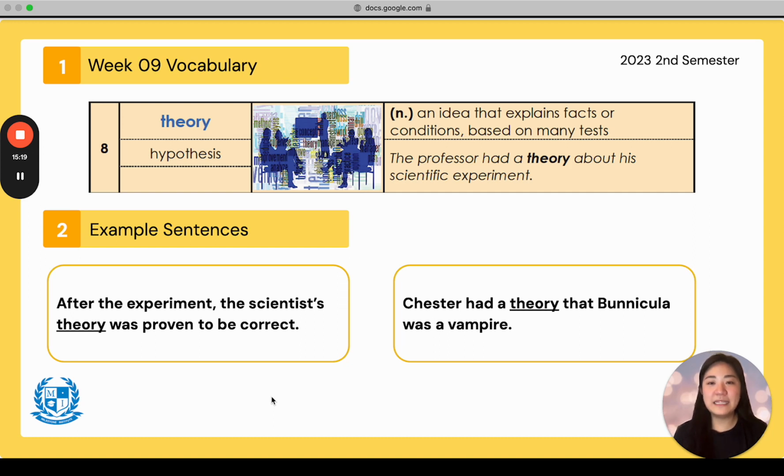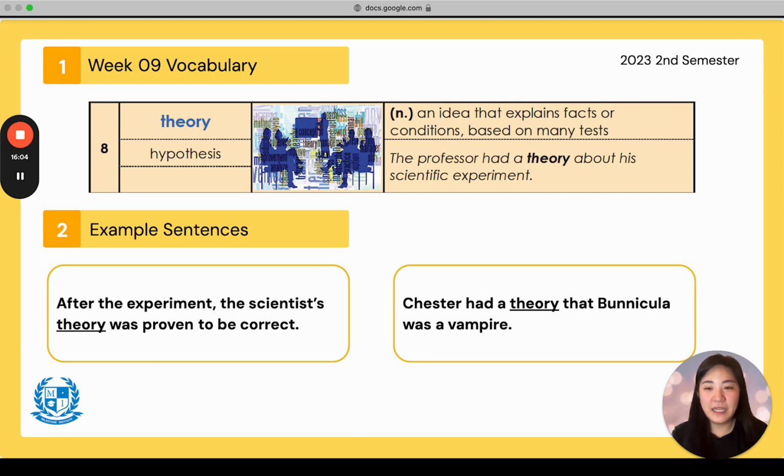Good. Number 8, everyone say theory. Theory. The last word on page 52, and the synonym is hypothesis, and it is a noun. An idea that explains facts or conditions based on many tests or based on some kind of research that has been done. So it's an idea that you have. The professor had a theory about his scientific experiments. Okay, so he thought and he had this idea because of the experiments that he has done before. So repeat after me. The professor had a theory about his scientific experiment.